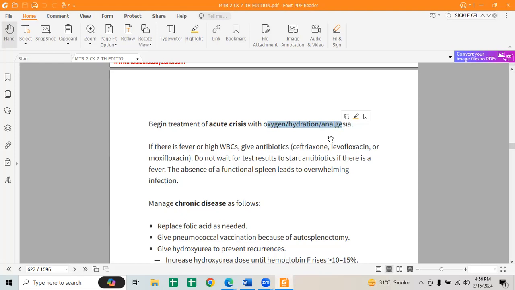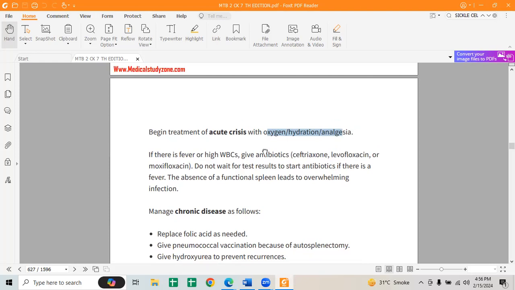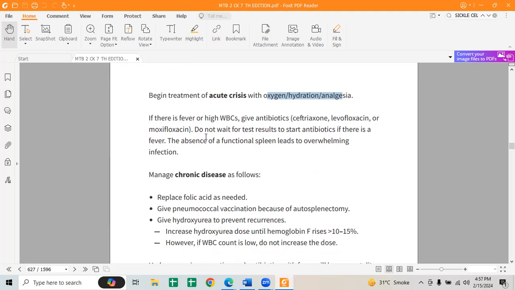If there is a fever or high WBC count, give antibiotics: ceftriaxone, levofloxacin or moxifloxacin. Do not wait for the test result to start the antibiotic. So in two cases you can give the antibiotic without a report: one is the patient has fever, or the patient has a high WBC count. You don't need to wait for anything or culture. And the absence of a functional spleen, autosplenectomy, I explained, leads to overwhelming infection, which can be disastrous.